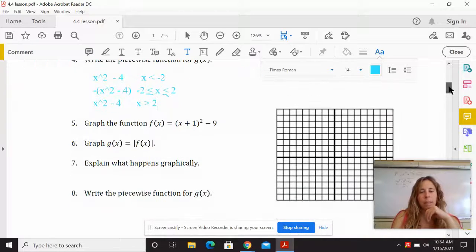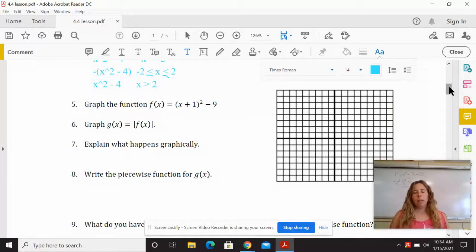All right, moving on to the next one. So you have to graph the function f of x equals (x plus 1) squared minus 9. Start out by graphing that. So just take a deep breath for a second. You know how to do this. This is a quadratic in vertex form. So first thing I want you to do is, what is the vertex?